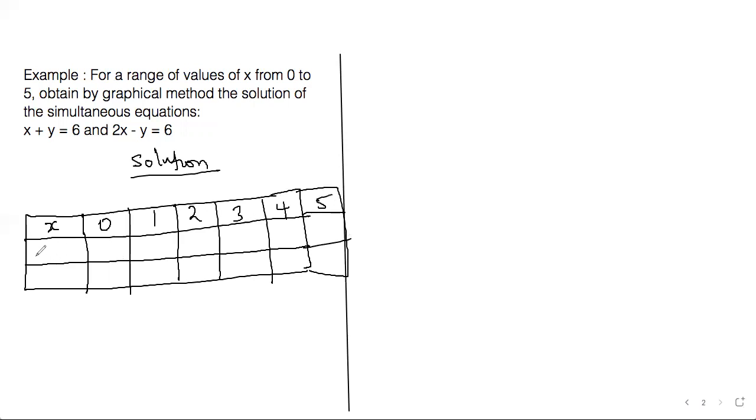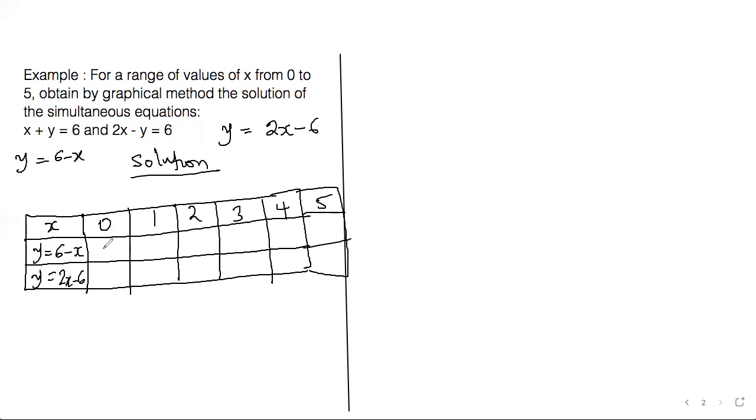Then the y values. So we need to get a y for each of the equations. If I make y the subject of the formula here, y will be 6 minus x for this equation. So y equals 6 minus x. And for the second equation, y will be 2x minus 6. So if you move y here, you move 6 here, so you have that. So y will be 2x minus 6.